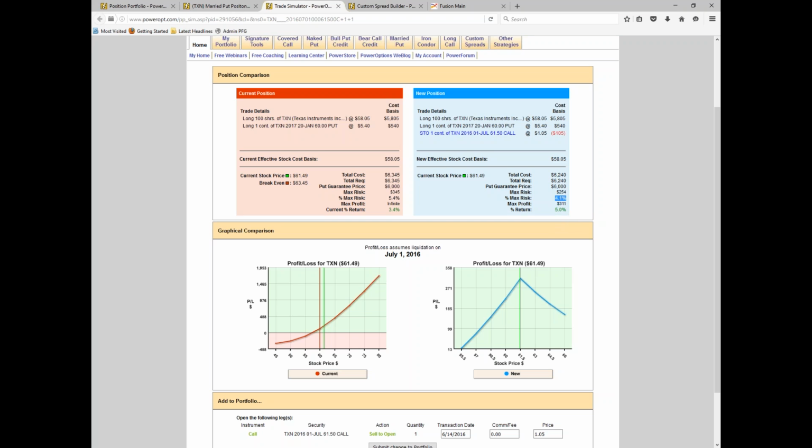We lower our risk down to 4.1%, and we have a maximum return now for 17 days out of 5%. But just like selling a covered call itself, the gain is capped.